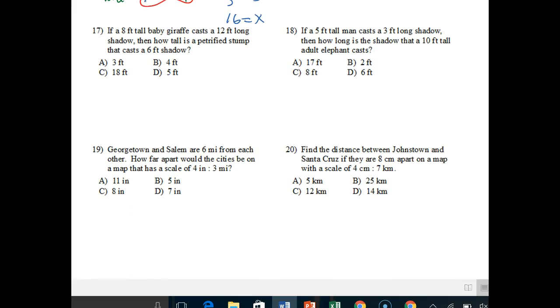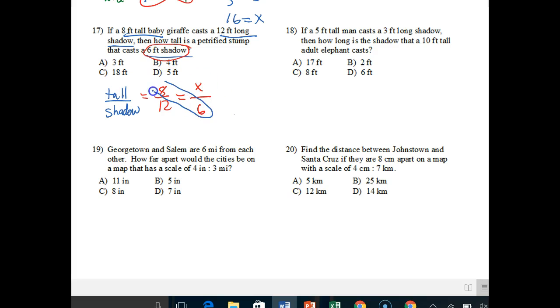One more. If an 8-foot tall baby giraffe casts a 12-foot long shadow, then how tall is a petrified stump that casts a 6-foot shadow? So we're doing the height, or how tall, and the shadow. The first sentence gives us 8 feet tall and a 12-foot shadow, so 8 over 12 is equal to, and then if I read through here, this is a 6-foot shadow, so shadow goes on the bottom, and x goes here.